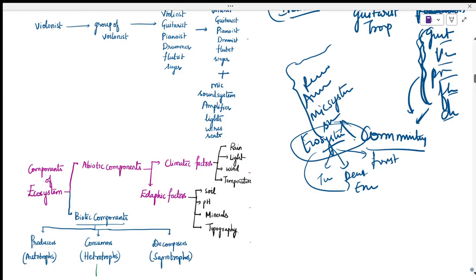Okay. So then components of ecosystem we have seen: abiotic, biotic. I told that abiotic components will be divided into climatic and edaphic, which is nothing but geographic factors. Climatic factors: light, rain, wind, temperature. Then edaphic factors are soil, pH levels, minerals, topography.